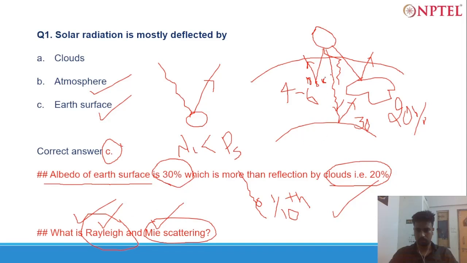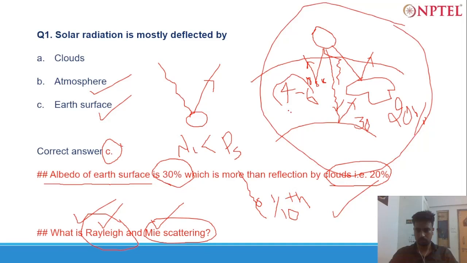So Mie scattering, if we see this diagram, we see that 4 to 6% is through the small minute particles and 20% is through the clouds. So this value can be Rayleigh scattering, okay, and this is the Mie scattering. Now you got it clear? Mie, and this is Rayleigh scattering.